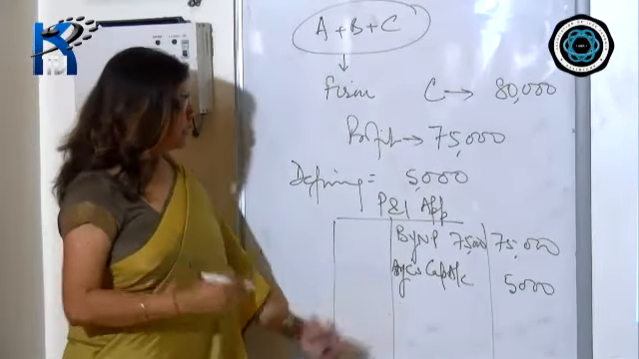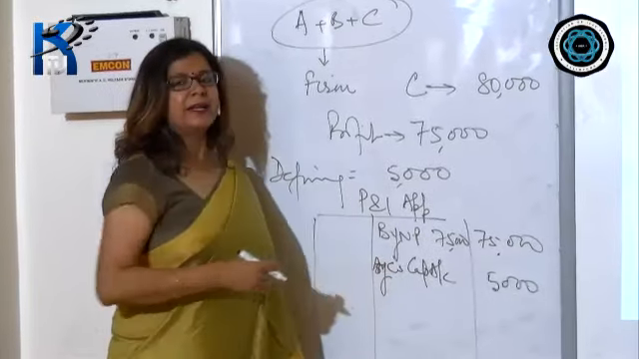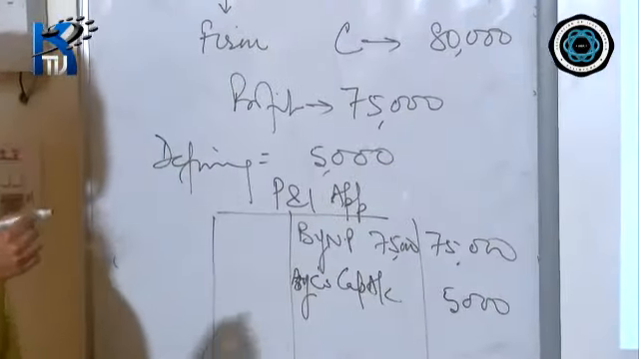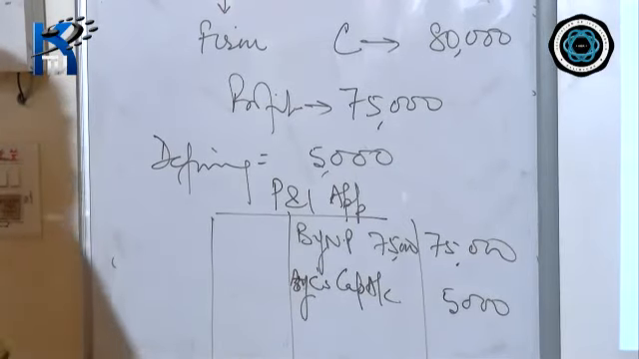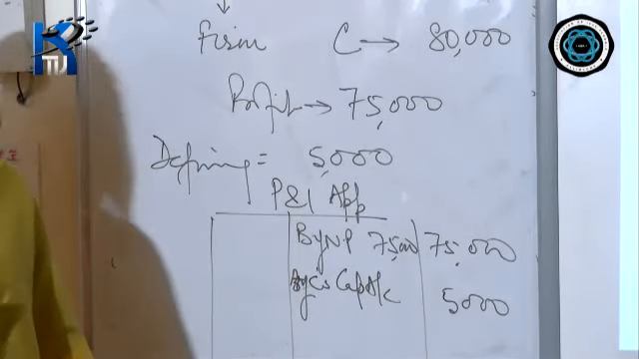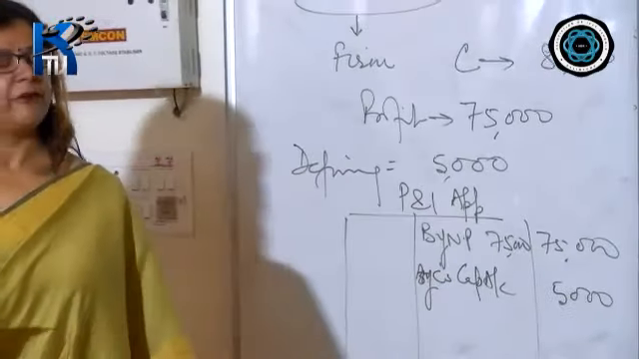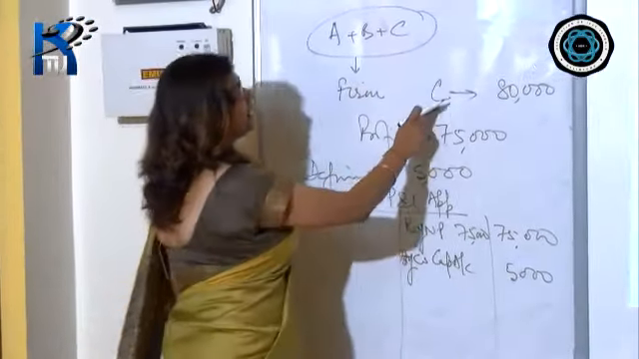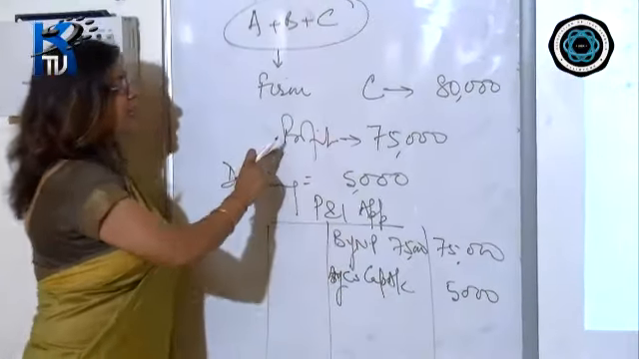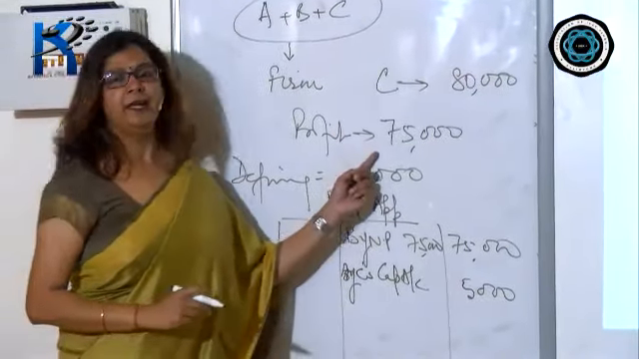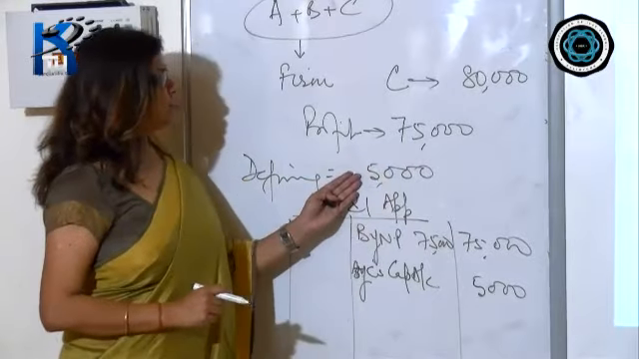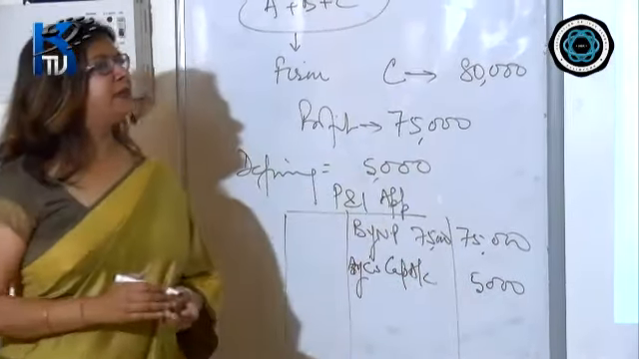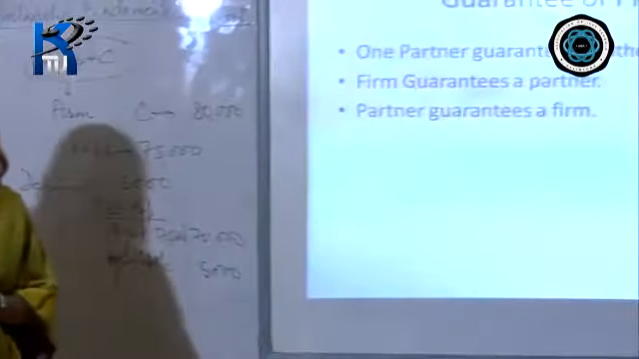The only difference being, over here on the credit side of the P&L appropriation account, we have to write down by C's capital account 5,000, because here C is paying the extra 5,000 which was the deficiency, because C had assured 80,000 and the profit came up to only 75,000. So the difference of 5,000 he will pay from his own pocket. So these are the three methods of guarantee of profit.